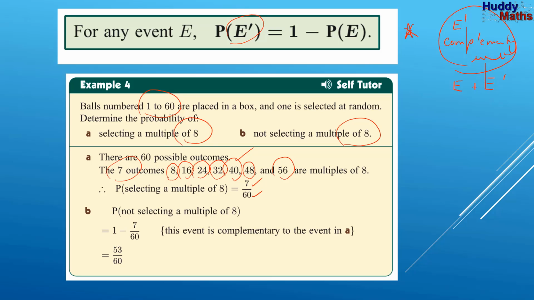Do you have to work out all the others? No. What's left? If you've got a probability of a multiple of 8 of 7/60, just take it away from 1. So 53/60 is what's left, because 1 is 60 over 60. So take away 7/60, 60 take 7 is 53. So you get this shortcut way of finding what's left, the complementary event, E dashed. What's left after you take out the ones that you want.